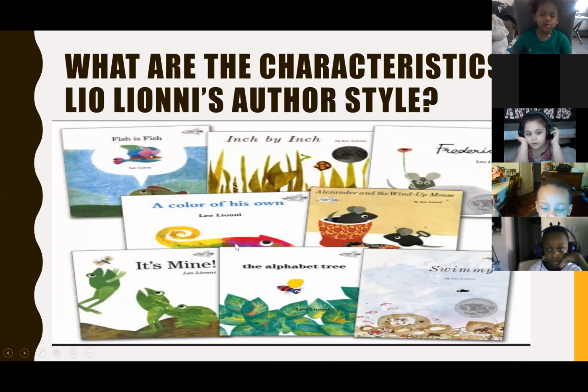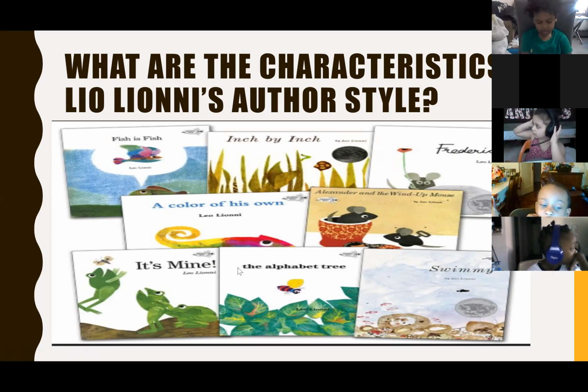Yeah, we're going to keep going, kindergarten, so make sure your eyes are on the screen. Ooh, let's try this again. There we go. So we're going to ask ourselves, what are the characteristics of Leo Leone's author's style? And here are a bunch of books that he has written. He's written a book called Fish is Fish, Inch by Inch, Frederick, which we read yesterday, we read it on Monday, A Color of His Own. Another one is It's Mine, The Alphabet Tree, and Swimmy. I want you to make a prediction just by looking at these books. Which one do you think we're going to read about today? Go ahead and just tell your Whisper Turtle really quickly. Which book do you think we're going to read today? And let's see if your prediction is right.